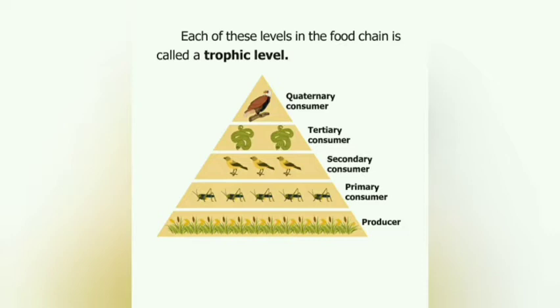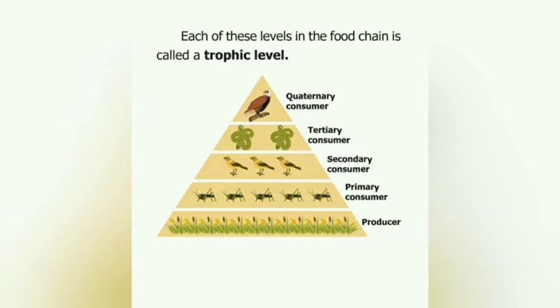Animals that eat plants are called primary consumers. Animals that eat primary consumers are called secondary consumers. Animals that eat the secondary consumers are called tertiary consumers. There may be even large predators that eat tertiary consumers. They are called quaternary consumers. And each of these levels in the food chain, we call a trophic level.